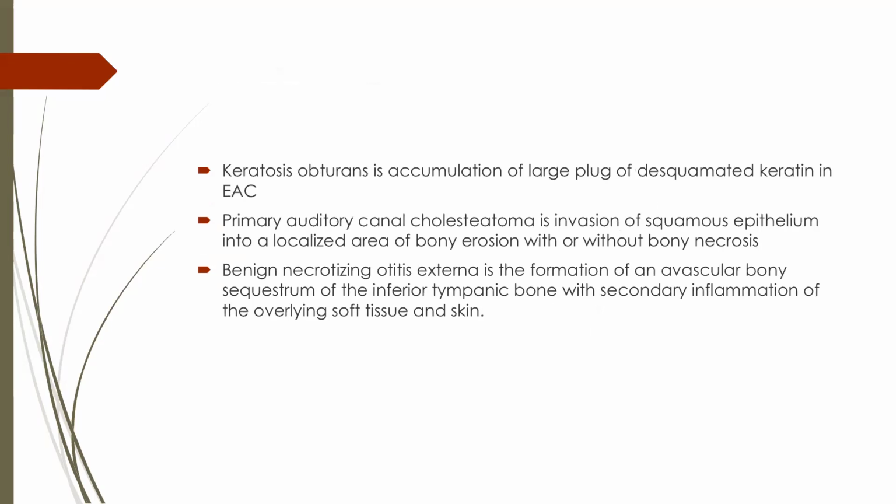So keratosis obturans is the accumulation of a large plug of desquamated keratin in the external auditory meatus. The primary auditory canal cholesteatoma is an invasion of the squamous epithelium into a localized area of bone erosion, with or without bony necrosis. And benign necrotizing otitis externa is the formation of an avascular bony sequestration of the inferior tympanic bone with secondary inflammation of the overlying soft tissue and skin.